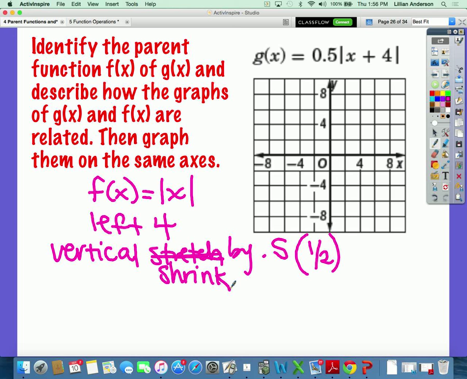And now it's time to graph. Once you commit these parent functions to memory, you will be able to graph all of the parent functions. The absolute value starts at 0, 0. And be careful, your scale goes by 2s.